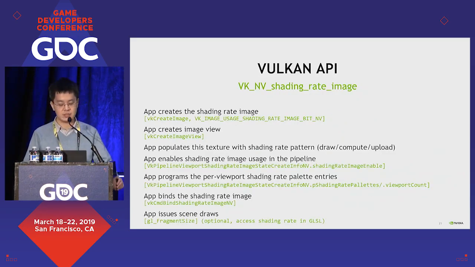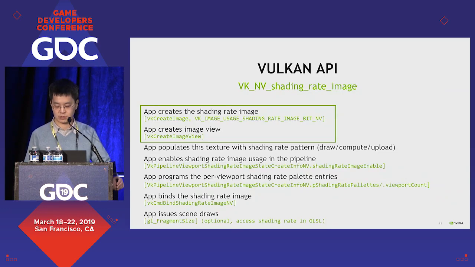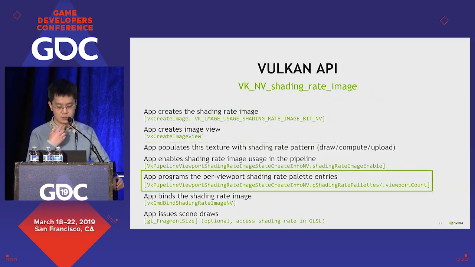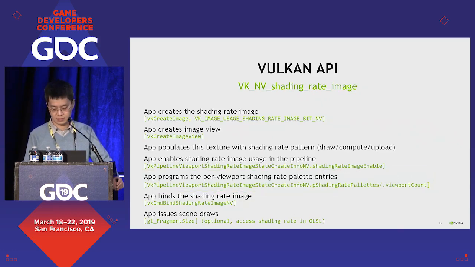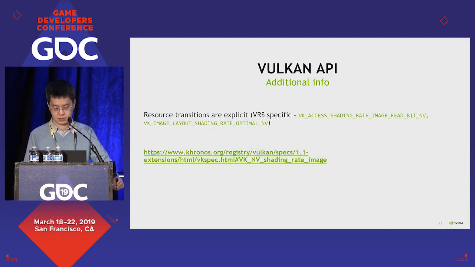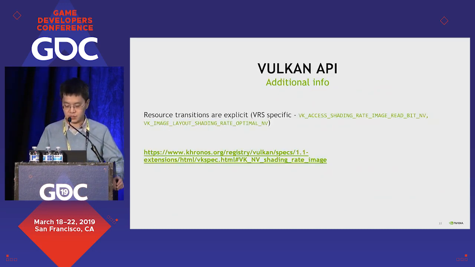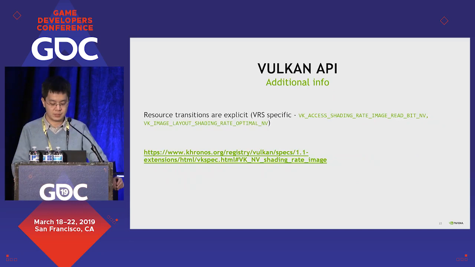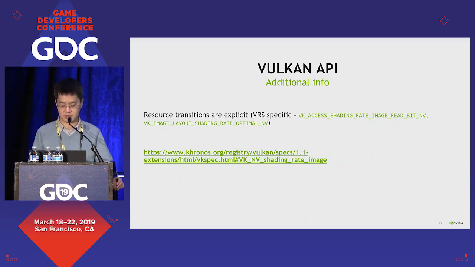Using VRS in Vulkan is very similar to DX11, except that you need to set this special usage bit when creating the shading rate image and its view. Also, like in DX11, the app has to program the shading rate lookup table per viewport. In Vulkan, this is called the shading rate palette. One thing specific to Vulkan is that the app needs to explicitly manage resource state transitions.